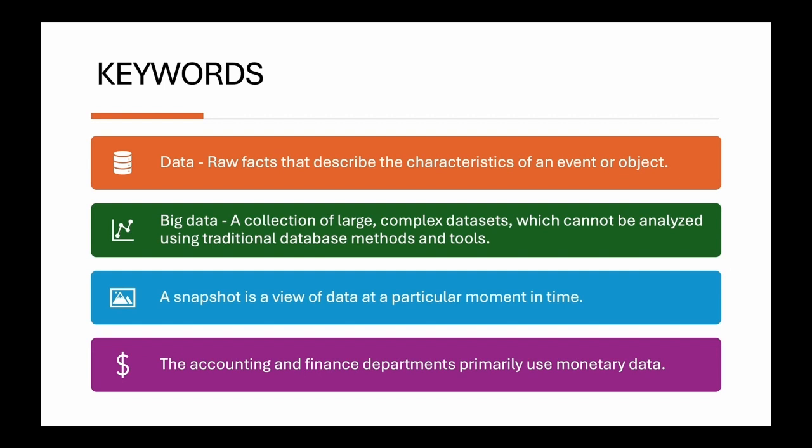Keywords: data, big data, snapshot, and monetary data. Data are raw facts that describe characteristics of an event or an object. Big data: a collection of large, complex data sets which cannot be analyzed using traditional database methods and tools. A snapshot is a view of data at a particular moment in time. وهلأ the accounting and finance departments primarily use monetary data. إيش هي monetary data؟ monetary data هي البيانات النقدية, it stores currency amounts. فمنطقي إنه finance and accounting departments use monetary data أكتر إشي.